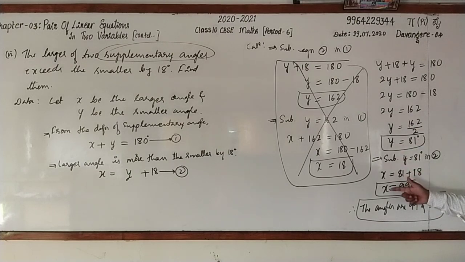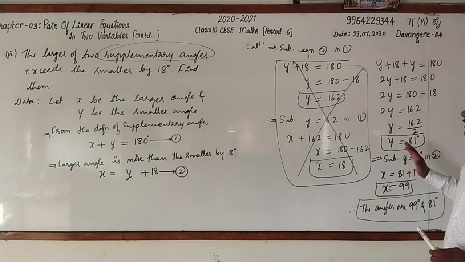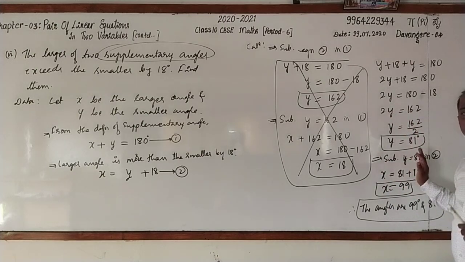See, you can check that. What is x plus y? 99 plus 81. 99 plus 1 is 100, plus 80, 180. And the larger angle 99 is more than the smaller angle 81 by 18. 81 plus 18 is 99. Clear now? Yes. Now, please copy this one. Pause the video and write from there to here.